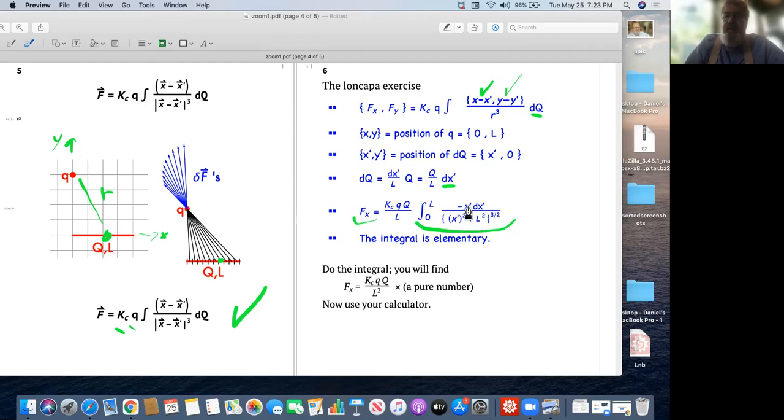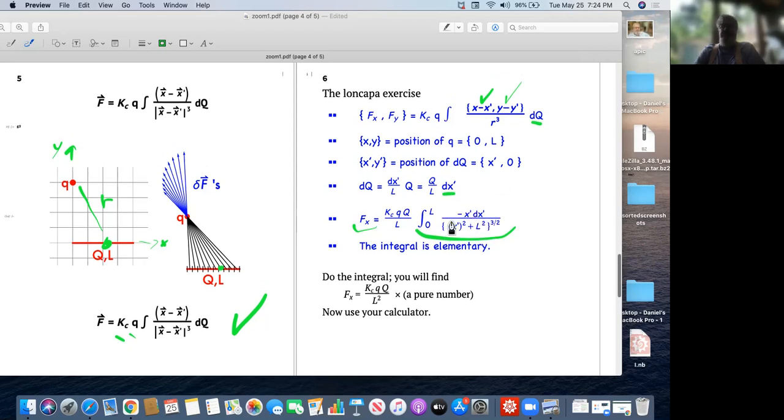It's an elementary integral. The integral here is 1 over x prime squared plus L squared to the power 1/2, maybe times some constant. But you see, if I differentiate 1 over x prime squared plus L squared to the 1/2, I'll get 1 over x prime squared plus L squared to the 3/2 times the derivative of x prime squared, which will be 2x prime by the chain rule. So I've got exactly this function. So the integral is elementary, and don't forget to evaluate it at x prime equals L minus the value at x prime equals 0.